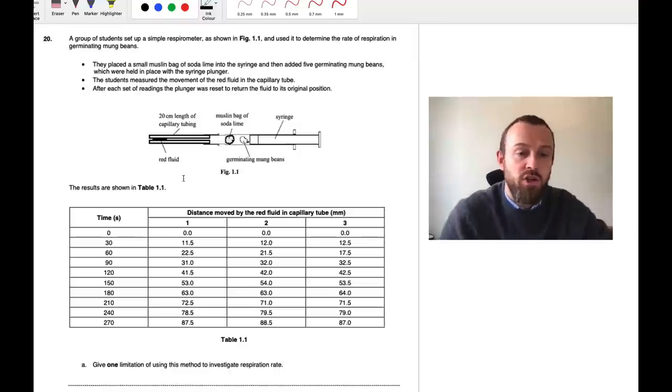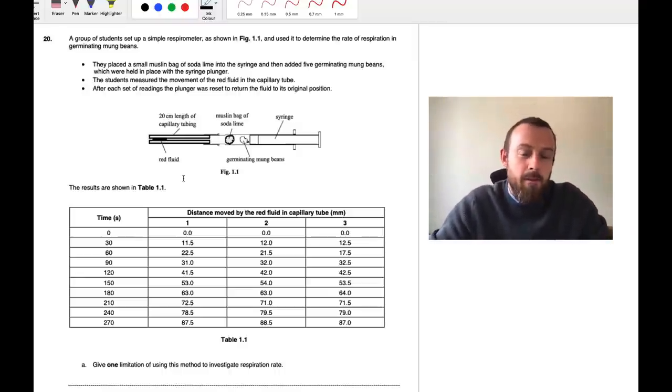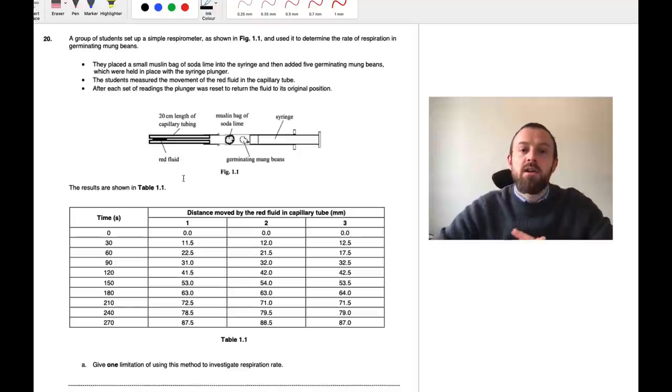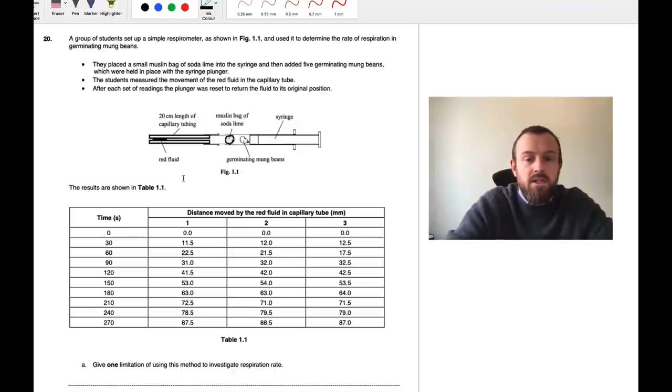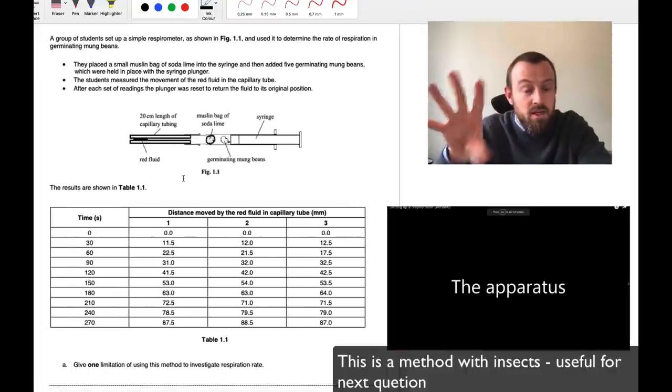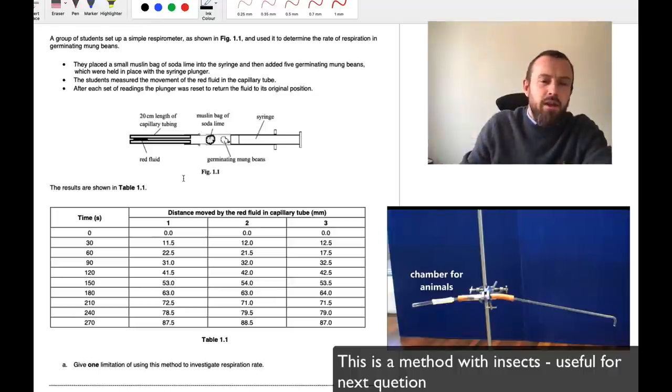Okay, so here's question 20. Now this is an experimental methods kind of question. And remember that in the advanced information, they said that you will need to use your practical skills when answering questions about respiration this year. So here's one of those types of questions. So this is all about a respirometer. And I'm going to include a little clip of a respirometer here so you can see how it's working. And I'll go through the method now.